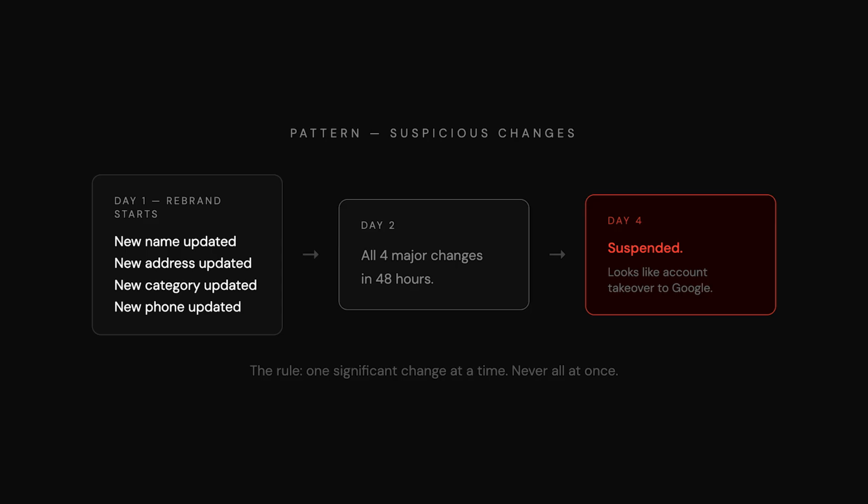Everything updated in 48 hours. This is completely legitimate, but to Google's system, it might look like someone hijacked the profile and changed everything. And the suspension can happen within days. The rule is: make significant changes one at a time, spaced out, never all at once.